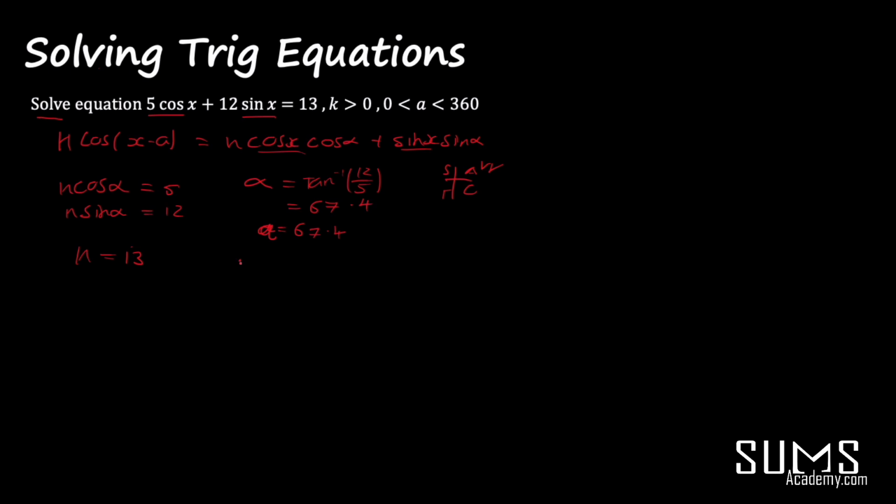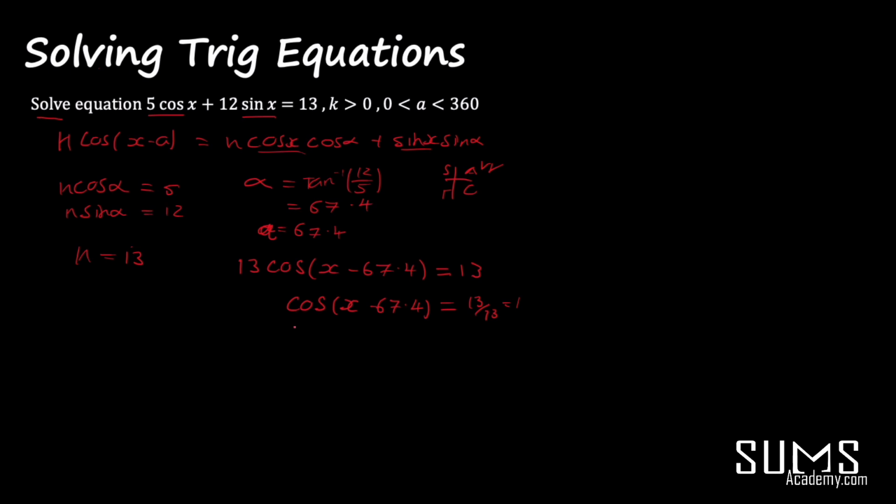So this becomes 13 cos(x minus 67.4). Okay, remember, the question is asking us for when it's equal to 13. So what we've done is simplified it into a simpler form, and now from here we can manipulate it. So what we're going to do is divide both sides by 13. So this becomes cos(x minus 67.4) equal to 13 over 13, which is equal to 1.